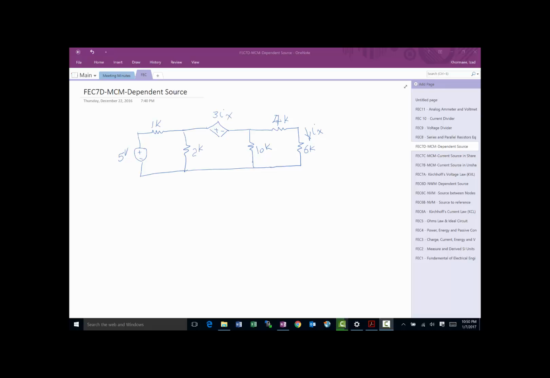This is a video focusing on the mesh current method when you have a dependent source, a special case where you have a dependent source in your circuit, as part of the Fundamentals of Electrical Circuits series. So in this particular case, we have a dependent source, and let's go ahead and take a look to see what happens. The process is exactly like we have worked with before.